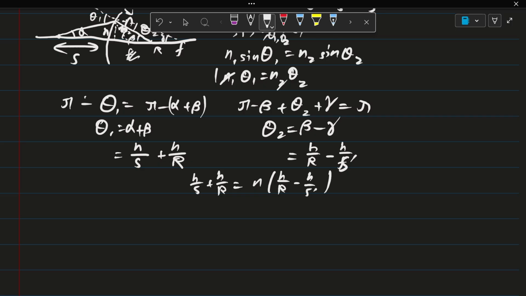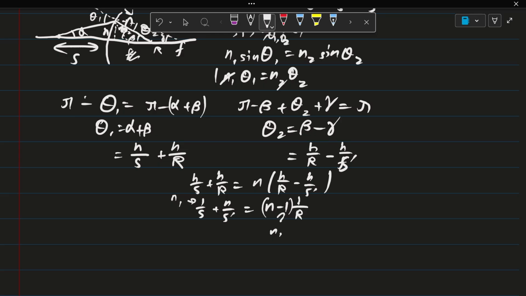Now we could collect all of the s primes to the left and then all the r's to the right, cancel out all of the h. You would have 1 over s plus n over s prime equals to n minus 1 times 1 over r. So anyways, the 1 in here is technically n1. And the n in here corresponds to n2. So this works for any type of refractive index.